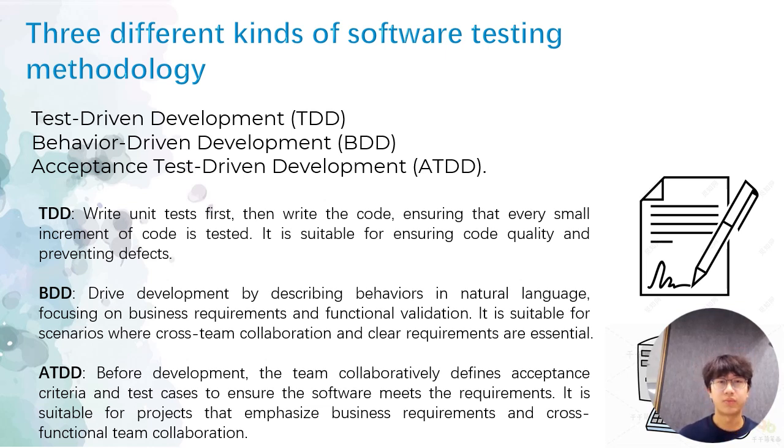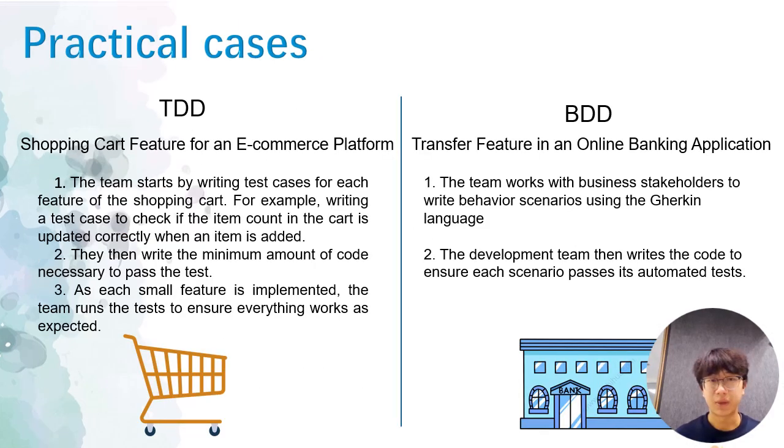And these different methodologies have different participants. For TDD, the participants are developers, and for behavior-driven development, the participants are developers, testers, and business stakeholders. And for acceptance test-driven development, the participants are developers, testers, and business stakeholders. This is some of the difference between the methodologies. And next, I will introduce some practical cases using these different methodologies.